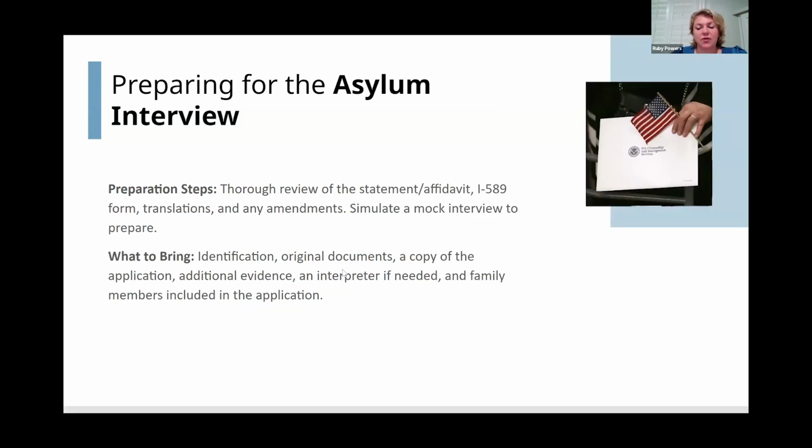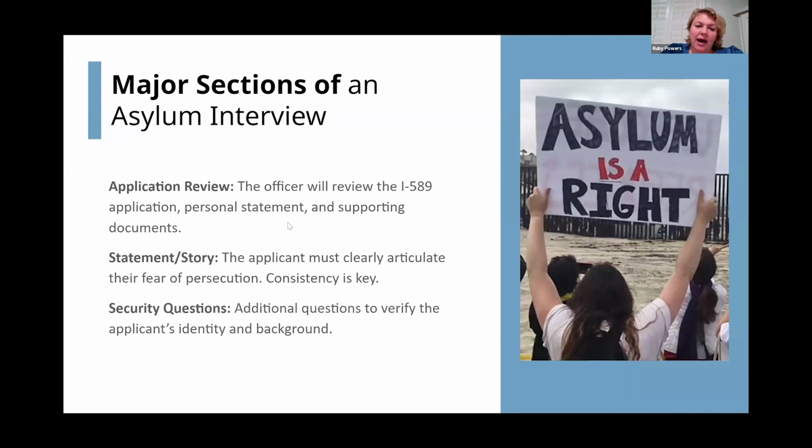It's important to review the entire statement and the application. When we've had interviews that are many years later, we also prepare an amended statement and any amendments to the application to speed the interview process. And those are some of the important things to be prepared for.